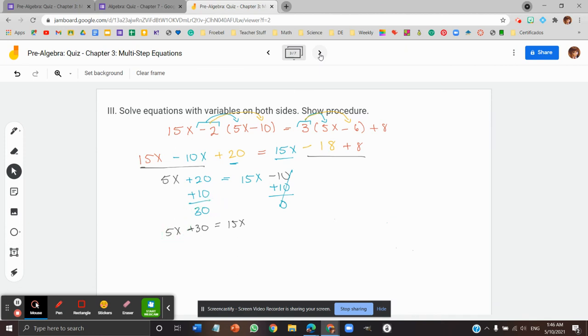Again, how can I do this? I have positive x, 5x. So all I have to do is subtract 5x. So it will give me 0. But if I subtract 5x on one side, I have to subtract 5x on the other one. This is going to cancel. I'm going to have left a 30 equals. And 15 minus 5 is 10x.